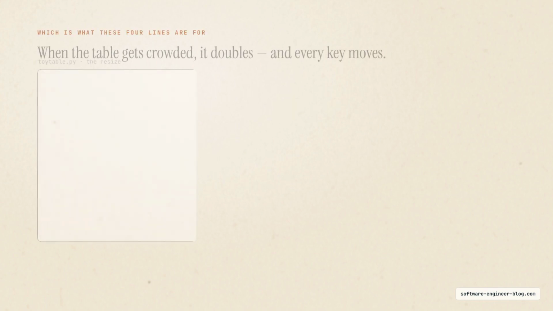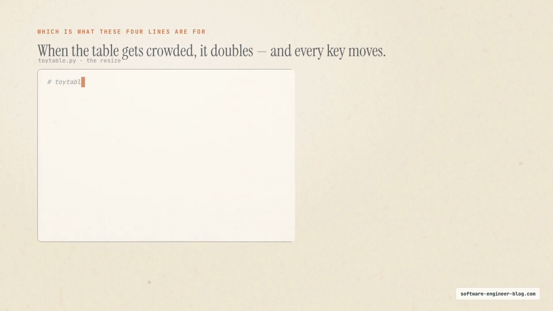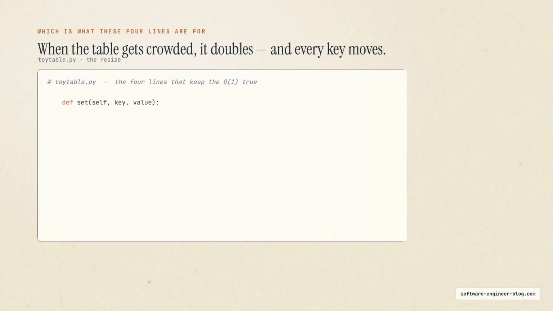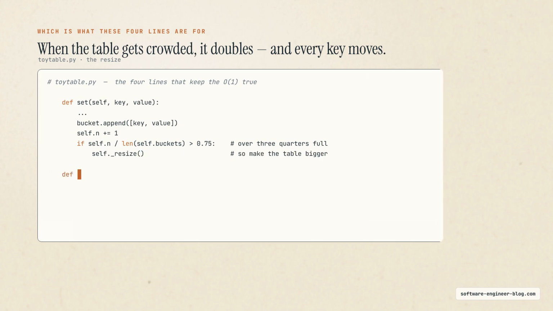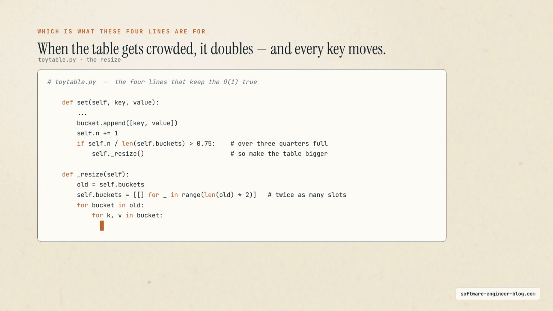Which is what these 4 lines do. At the bottom of set, after we have added the pair and bumped the counter, we check one thing. If n divided by the number of buckets is greater than 0.75, in other words, if the table is more than 3/4 full, we call resize. And resize is short. It keeps the old array, builds a new one with twice as many slots, then walks every pair in the old one and inserts it into the new one.